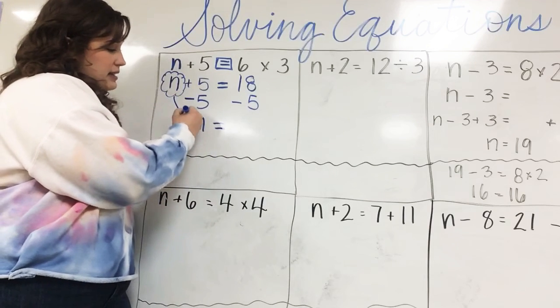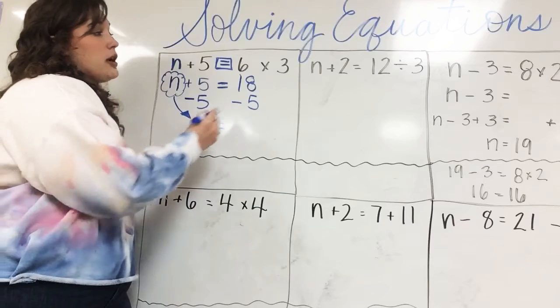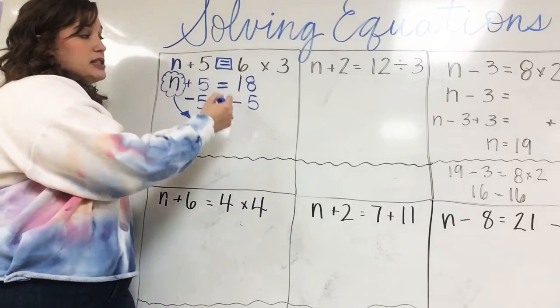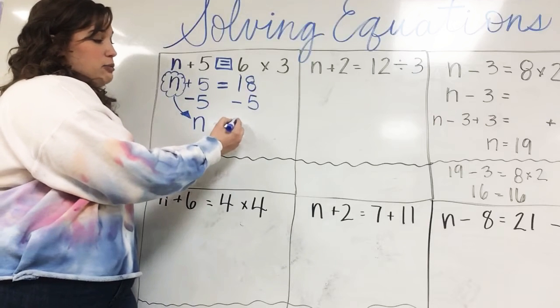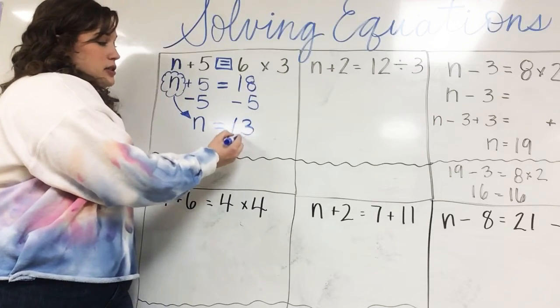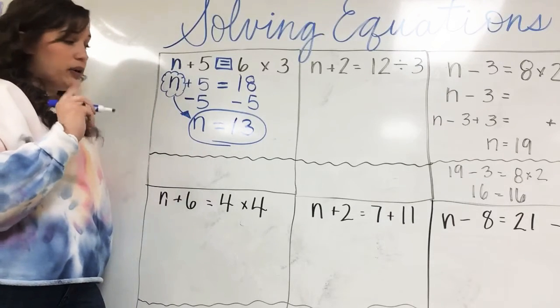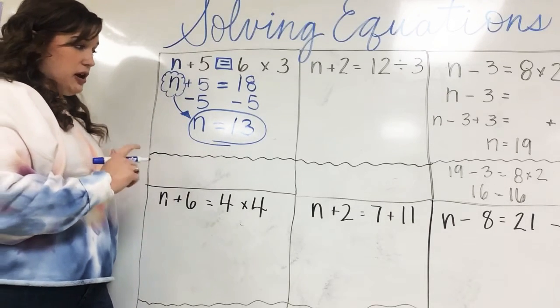Look, we got it all by itself. That's exactly what I do. But now we need to do 18 minus 5 because we do have to still solve over here. 18 minus 5 would be what? 13. So now I have n equals 13. We can always check this to see if it's correct or not, okay?